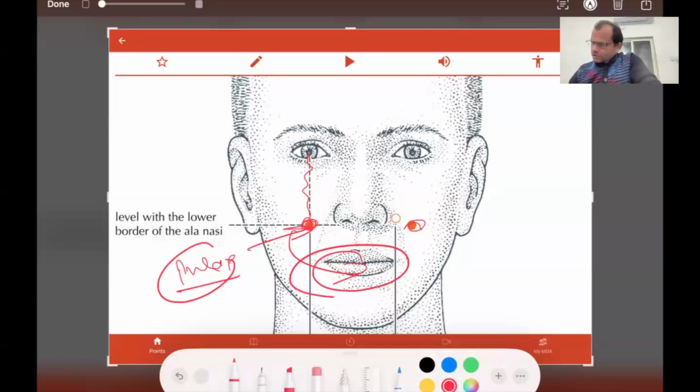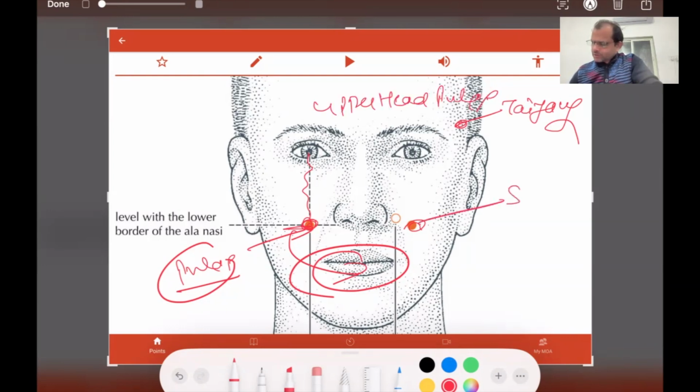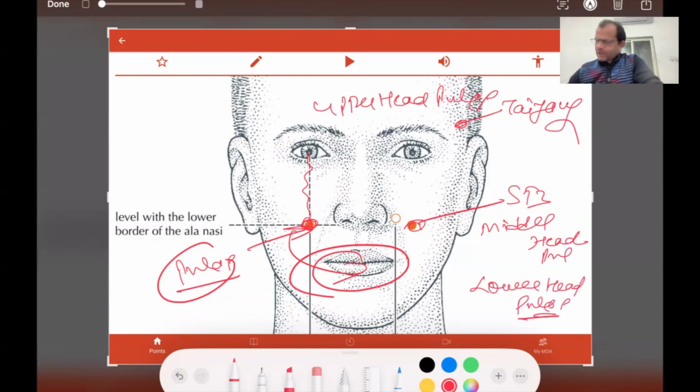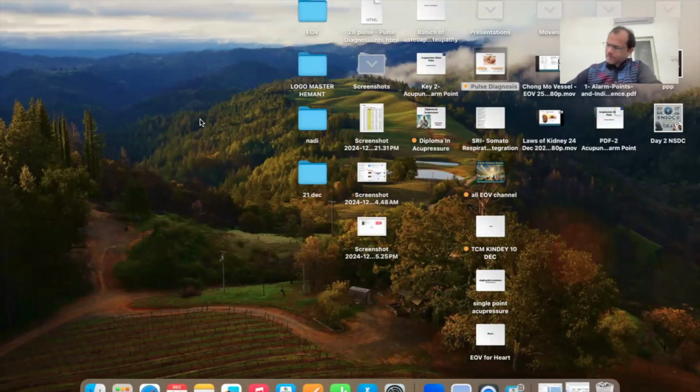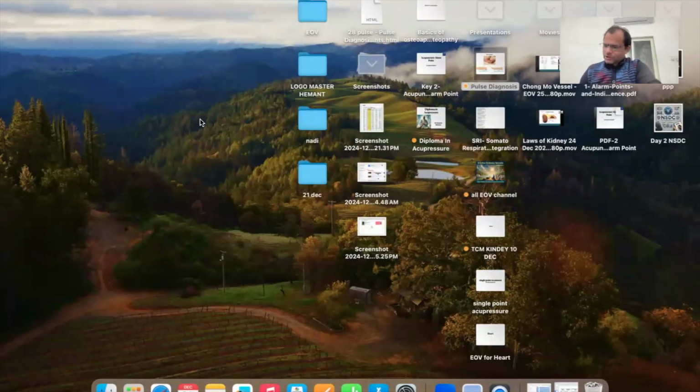So in the head region, we are checking the pulse at three places. Number one, Taiyang, that is called the upper head pulse. Number two, stomach 3, which is called the middle head pulse. And number three, the lower head pulse. Three pulses we are checking in the head region. तीन नाड़ी को हम हेड रीजन में चेक करते हैं. So this is the lower head.